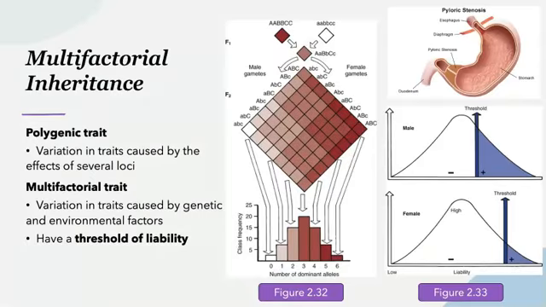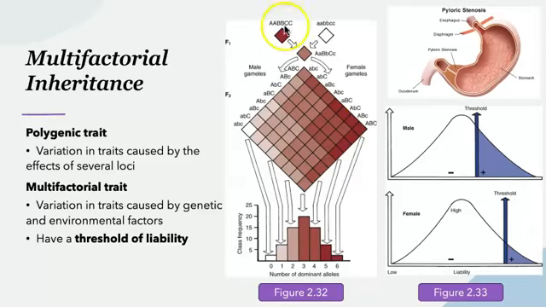We can also have phenotypes show up if we have polygenic traits, meaning that there's a variation in the traits caused by the effects of several loci. Essentially, we're saying that some traits result from several genes acting together. And you could see a multifactorial trait come about as well. This means we have variations because of both genetic and environmental factors.